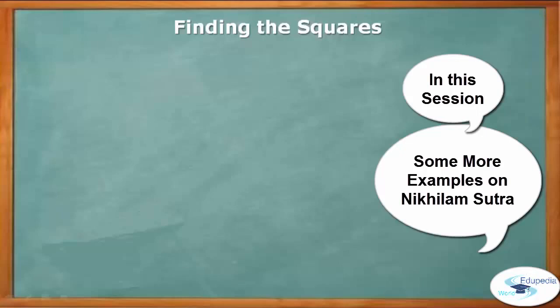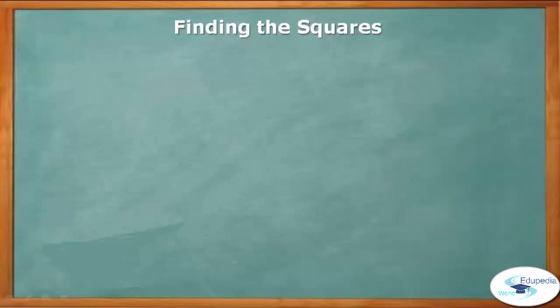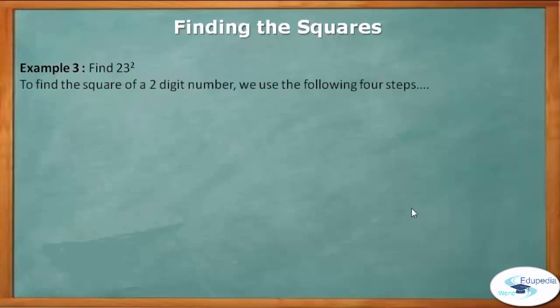So guys, the example that I am going to take in this session is 23 square. Whenever we are finding the squares of any given number, we follow the following 4 steps. The first step is to find the nearest base to the given number, that is 23. And here the nearest base to 23 is 30.